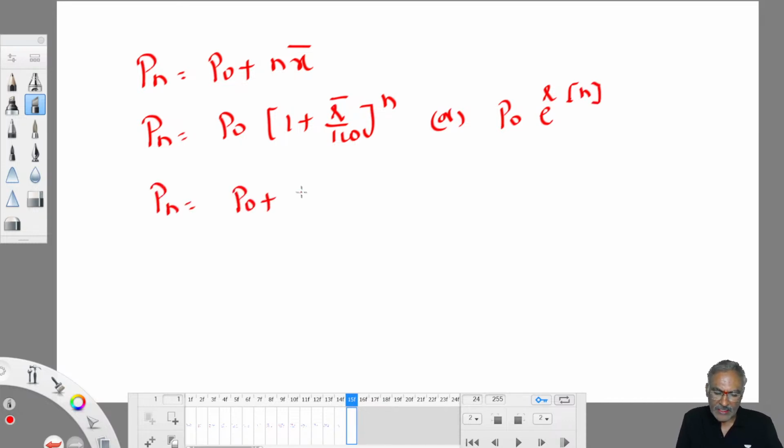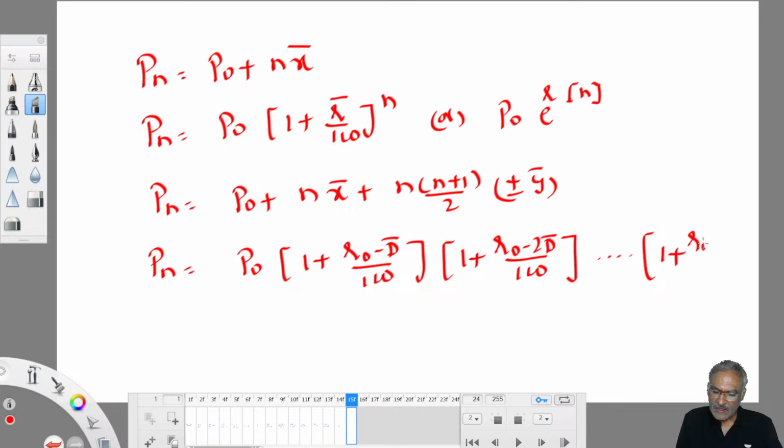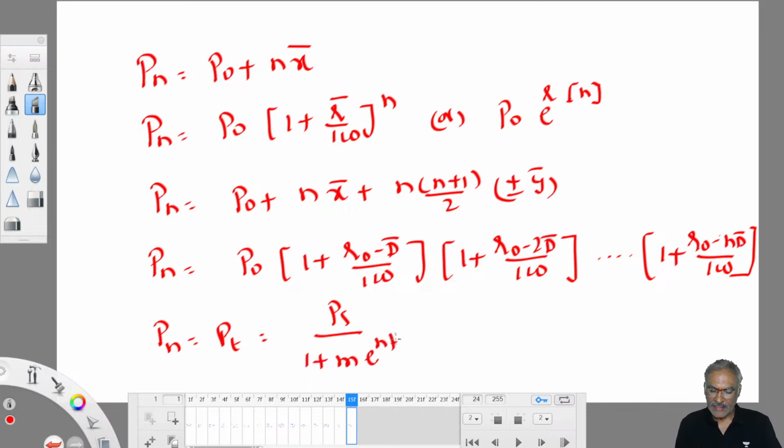Incremental increase: P naught plus n x bar plus n into n plus 1 by 2 into y bar, plus or minus. And decreasing growth rate method: P naught into 1 plus r naught minus d bar by 100. Like a geometric progression, you have to write r naught minus 2d bar by 100. Every time it decreases by d bar, n number of times, r naught minus n d bar by 100. So these are consolidated. And for the logistic curve, Pn is equal to Pt, which is equal to PS by 1 plus m into e power nt.